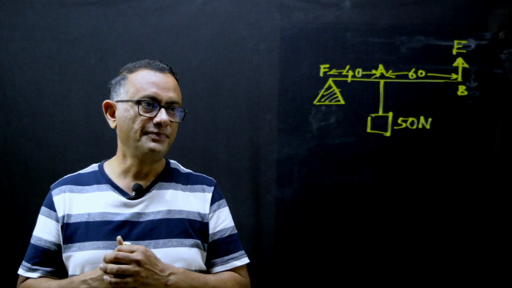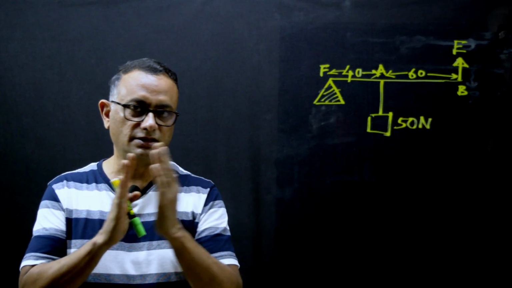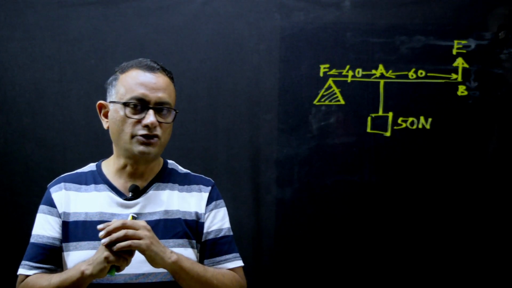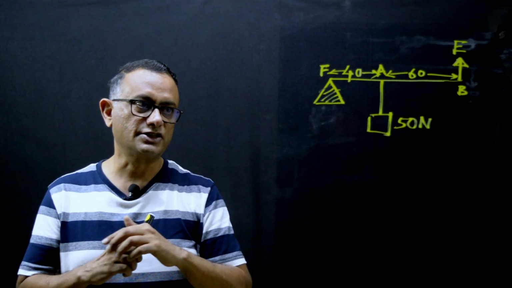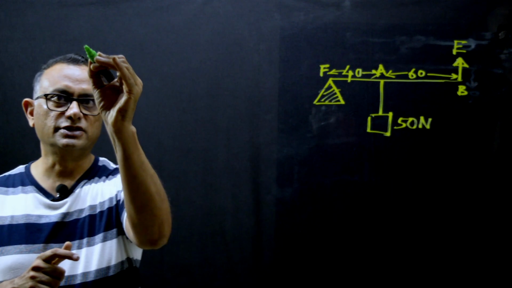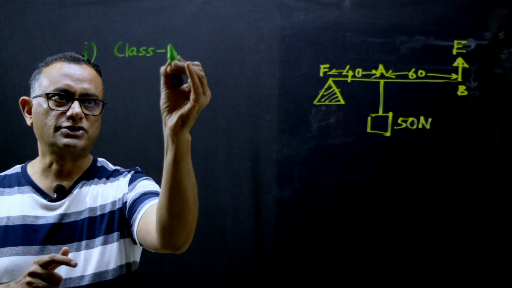We've seen that the fulcrum is shifted from the center, it's on one side. That means this is not a class 1 lever. The effort is on the other side. That means this is a class 2 lever. So the answer for the first one, what kind of a lever this is, is that this is a class 2 lever.